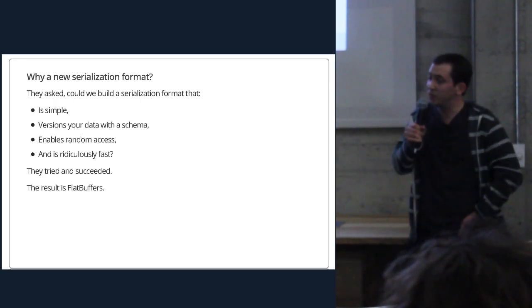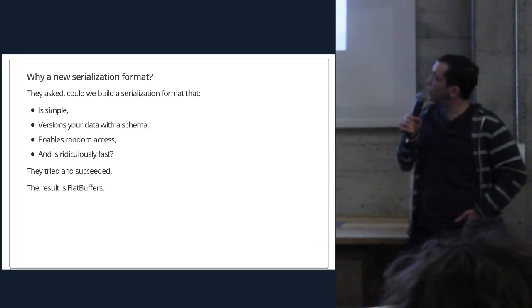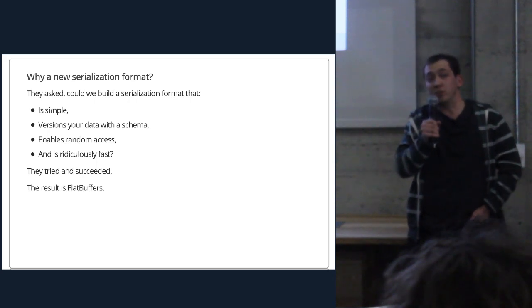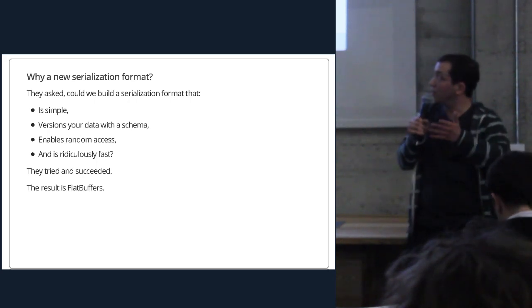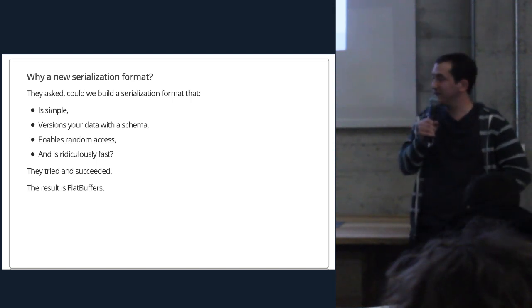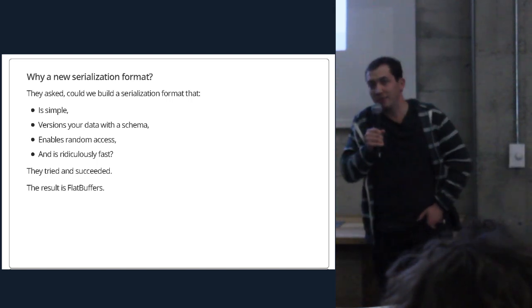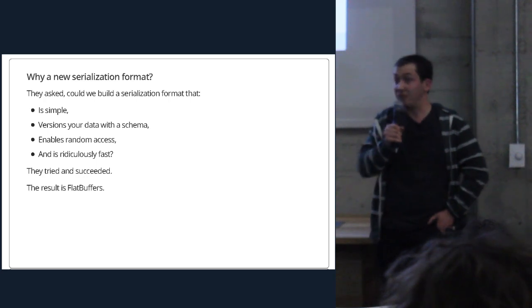Would it be possible to build a serialization format that's simple? You still get schema versioning for your data. You can access it randomly, like an array, and it's really, really fast. Yeah, you can. They tried it and they did it, and it's called Flatbuffers.